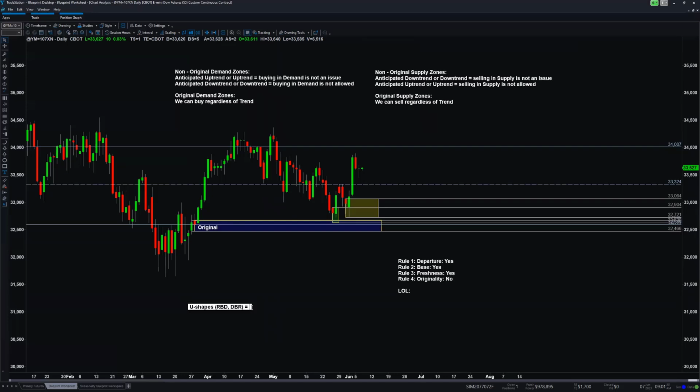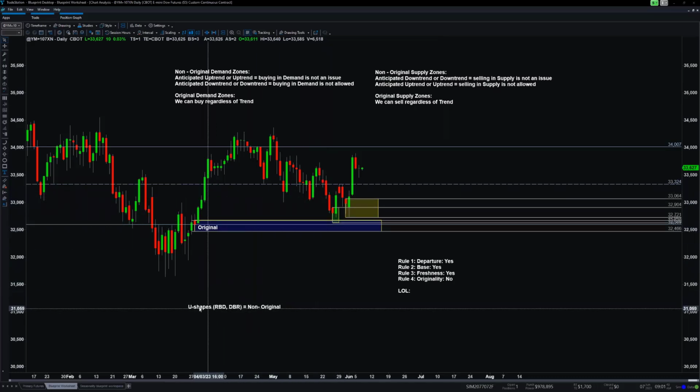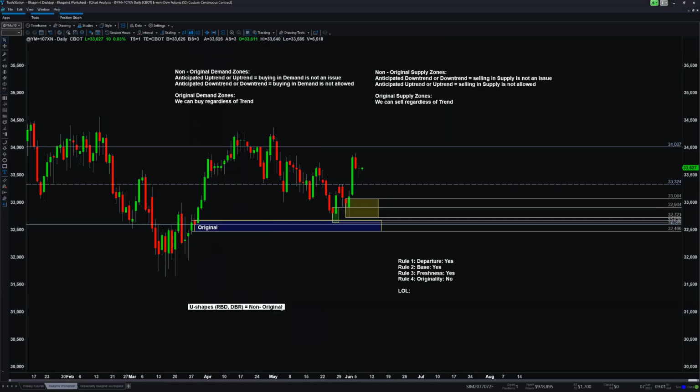Our U-shapes, they are most of the time non-original. Okay, they have to be most of the time non-original, because if something drops into something, right? If here we're dropping into price and then price turns all of a sudden, very likely that there was demand to the left where price turned from, right? Well, because otherwise, why would price turn? So most of the time, U-shapes are going to be non-original.